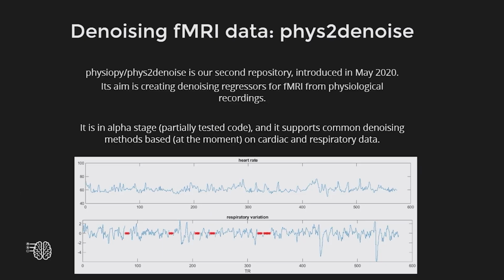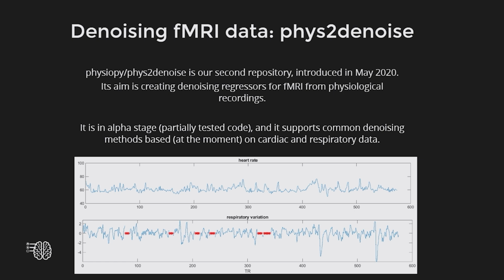The next toolbox is Phys2Denoise. This is in its alpha stage. It's one of our newer codes, started in 2020, and we still have a lot more work to do, but it is functional, and it supports denoising your fMRI data using cardiac and respiratory signals.